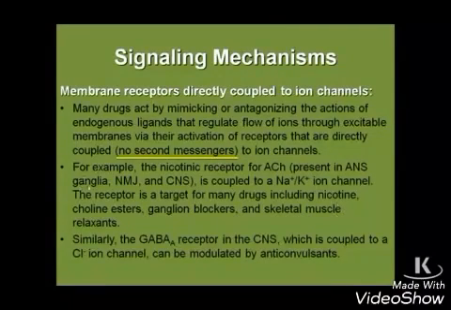section. And very similar to that would be the GABA-A receptor. Remember, GABA-A, found in the CNS, coupled to a chloride ion channel, and certainly many drugs, anticonvulsants, benzodiazepines, barbiturates can manipulate and modify the action of that receptor.